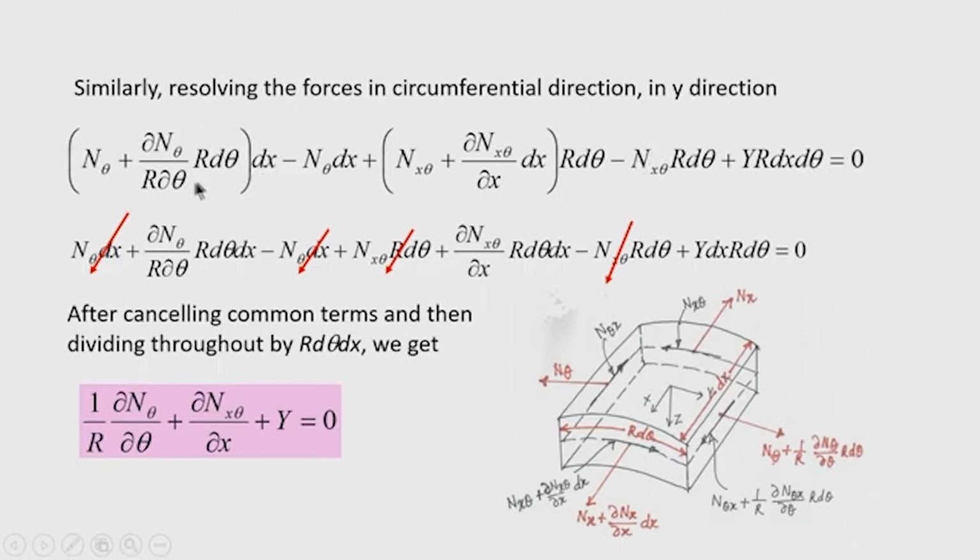Now, again term by term multiplication you carry out, and you will find that it is decomposed into n theta dx plus del n theta r d theta dx, then minus n theta dx plus n x theta r d theta plus del n x theta by del x into r dx d theta minus n x theta r d theta plus y dx r d theta equal to 0. Cancelling some common terms, you can cancel it and divide throughout by r d theta dx. Ultimately, you will arrive at this equation, the second equation of equilibrium, which relates n theta and n x theta.